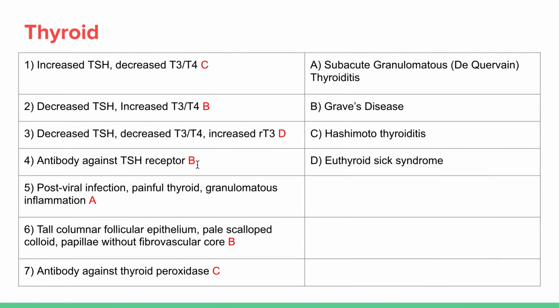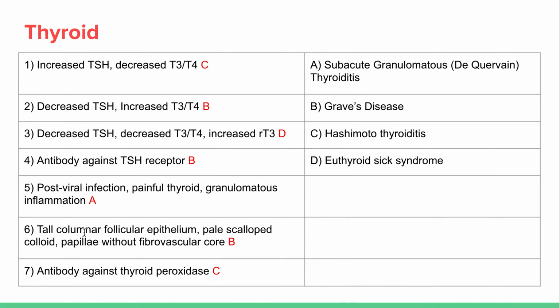Okay, number 4 is antibody against TSH receptors. So this is your Graves' disease because you get these antibodies that go and sit at the receptors of TSH, and they actually help you make more. They help you produce more T3, T4. So that's your Graves' disease. Fifth is post-viral infection. You'll see you have painful thyroid, granulomatous inflammation. This is your de Quervain or subacute granulomatous thyroiditis.